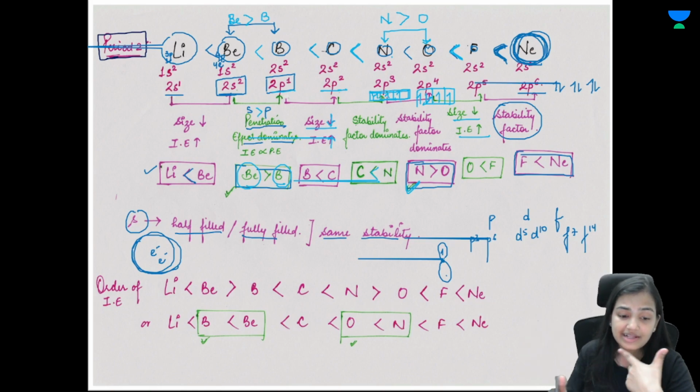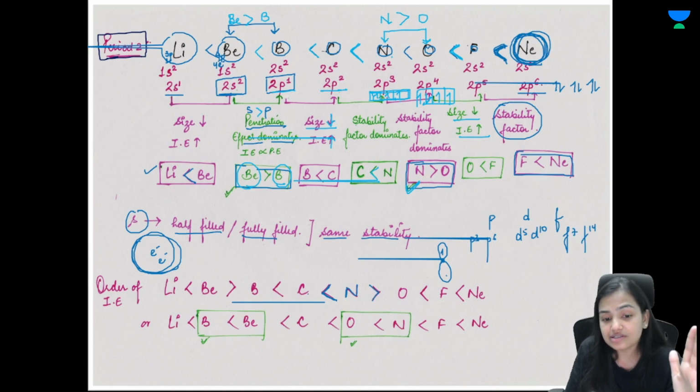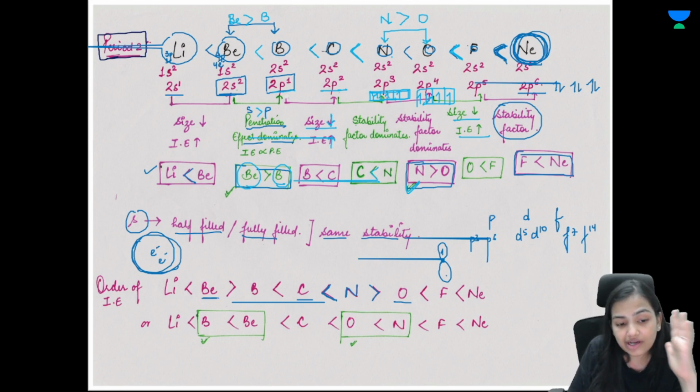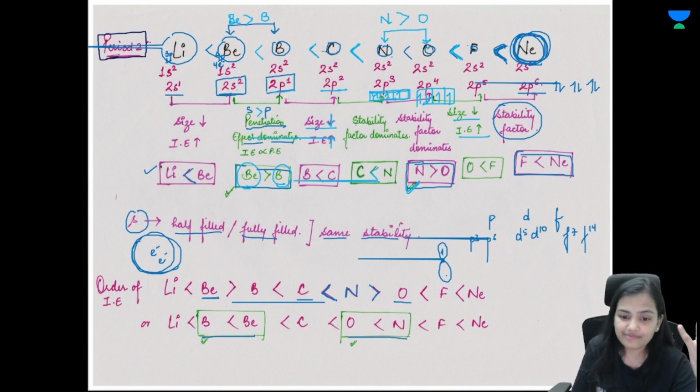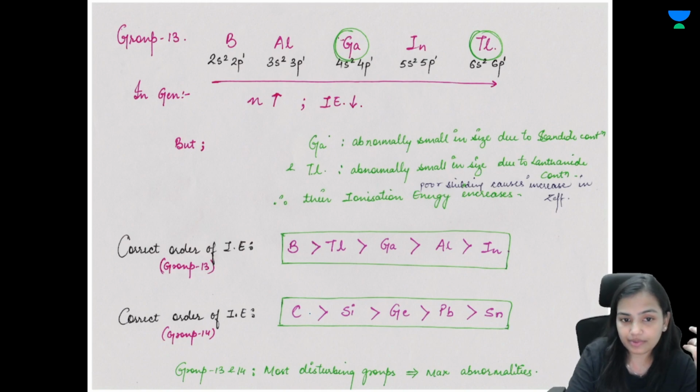So ultimately we have come to this conclusion that, among lithium, beryllium, boron, carbon, nitrogen, oxygen, fluorine, nitrogen is going to have the highest ionization energy as compared to carbon and oxygen both, and beryllium is going to have more ionization energy because of the more penetration effect caused by the s orbital. So here the order will become this, and here the order will become this. Whichever way, this is also right and this is also right. So both ways you can write it, depending upon what question comes in your paper.